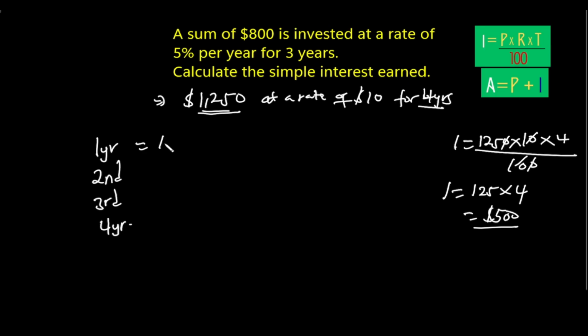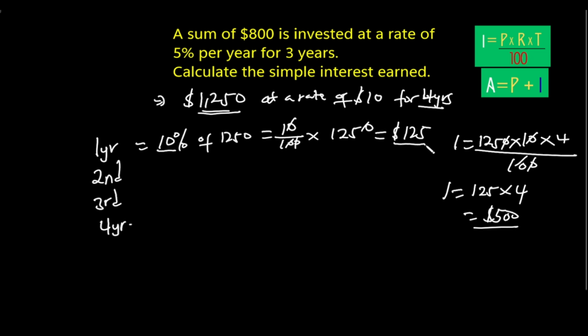So the first year there's 10% of the 1250, and 10% is the same as 10 over 100 times the investment. So this zero also cancels this zero, this one also cancels this one. Now we have $125, which means for the first year there will be $125 interest on the amount.